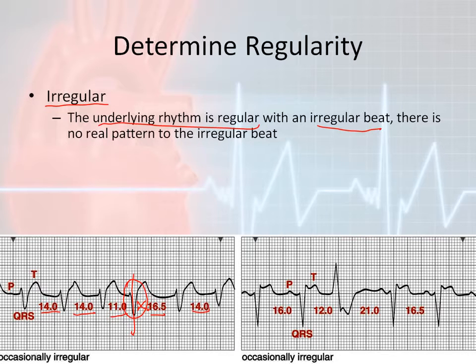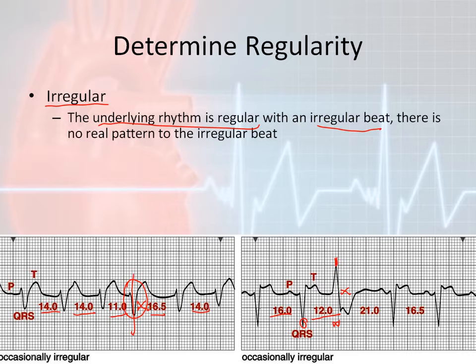Now let's go ahead and look at the rhythm on the right side over here. As you can see, we have 16 little boxes here, but then there's 12 little boxes from this QRS to right about here where this QRS is. Then we have a pause over here where it's 21 little boxes. If you were to march this out with your calipers, your calipers would probably end up somewhere over here, and it would show that this is a premature beat.